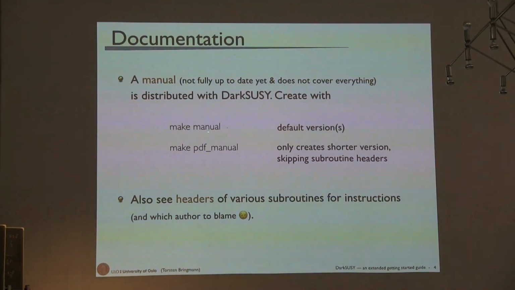The manual you just create with the make system as well. It's an extensive manual that comes in two versions: one with all the function headers and one without. In general, the function headers contain quite a bit of information as well. So for a specific function, you will find more information by looking at the file. That also contains the author, whom you can ask for more details or if something doesn't seem to work.